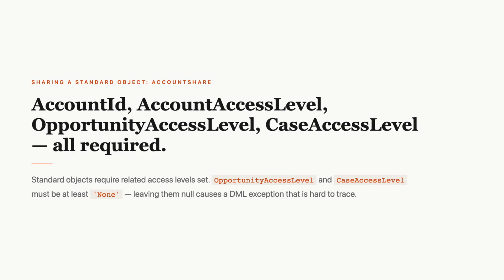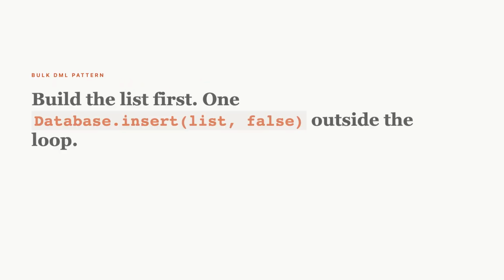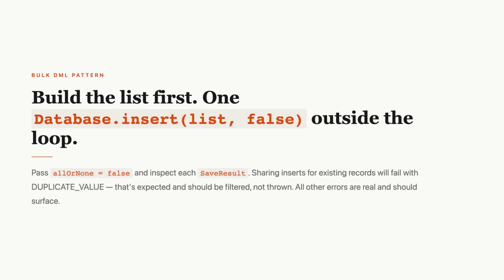In triggers and batch jobs, you will create share records for potentially thousands of records at once. Never insert share records one at a time inside a loop. That is a governor limit violation. The pattern: build a list of project__share inside the loop, then call database.insert with the share list and false once outside it. The false parameter means all or none equals false. The insert partially succeeds even if some records fail. That matters because a duplicate share record fails, and you do not want that rolling back the valid inserts. Iterate the save result array afterward and log any errors that are not duplicate_value.